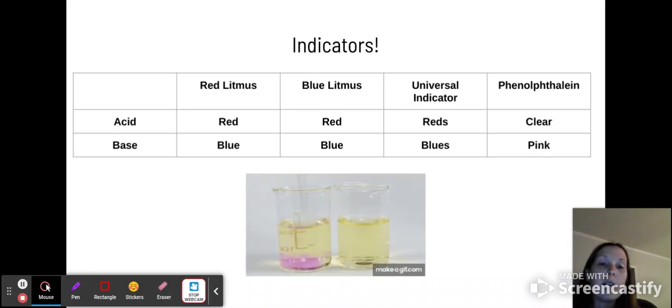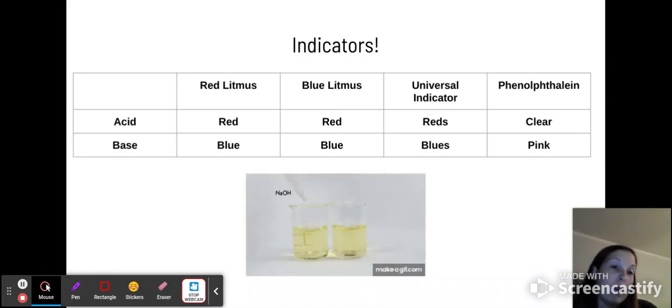Then for bases, they stay on the cooler side, so the blues and the purples. So red litmus will turn blue. Blue litmus will stay blue. Universal indicator will turn in those blues and purples. And then phenolphthalein, like this GIF down here at the bottom, will turn pink in a base.